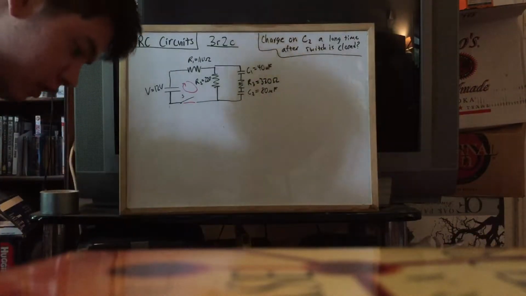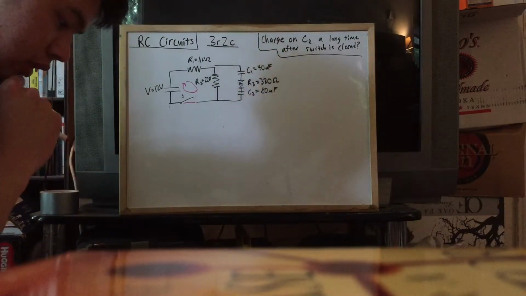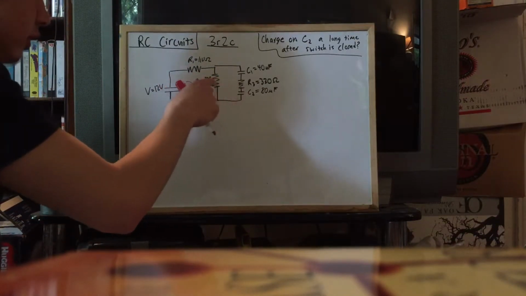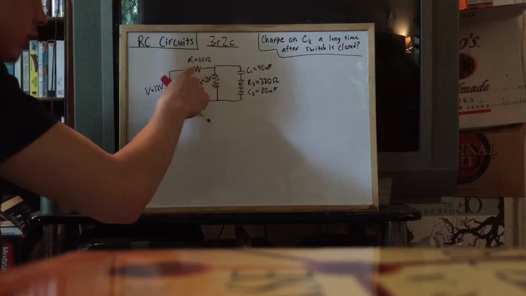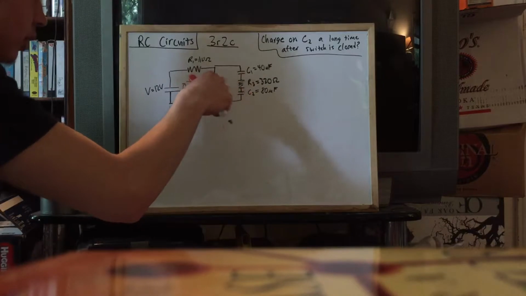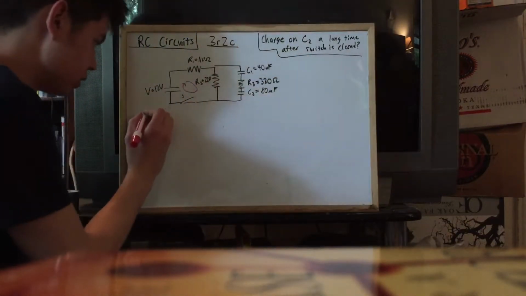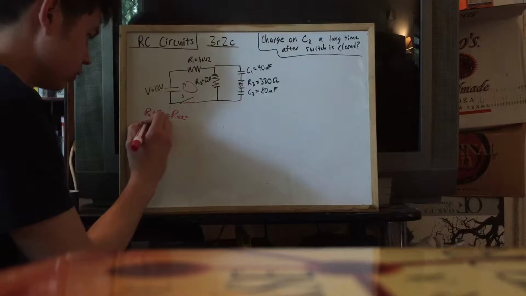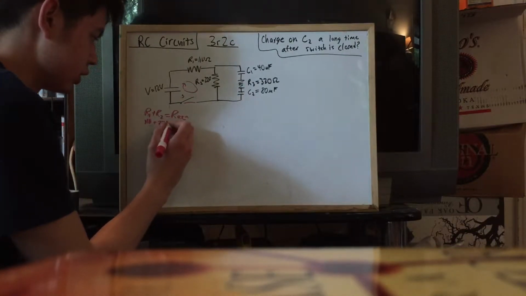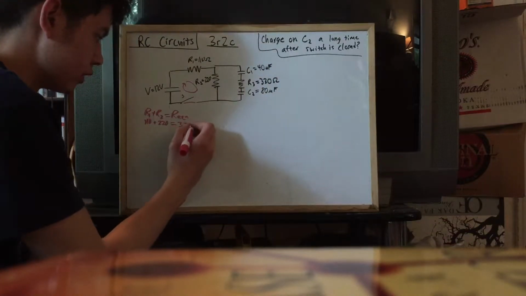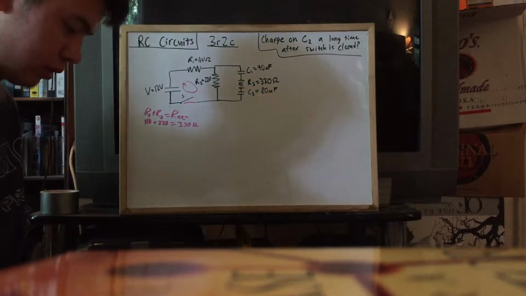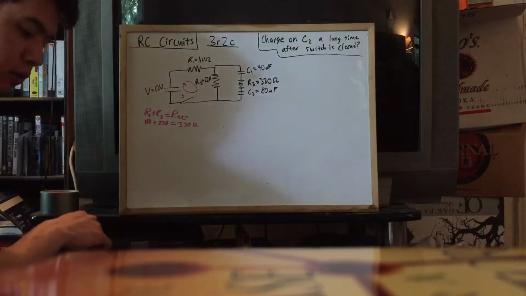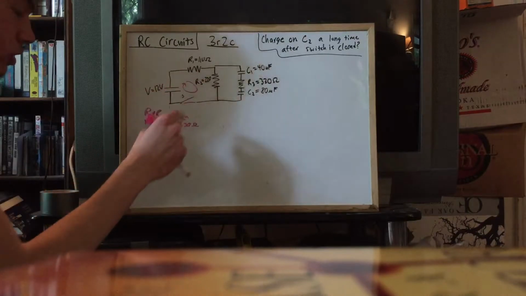To start this off, after time infinity we know that nothing's going through here, so we'll just think about these two. Since these two resistors are in series now, we can just add them together. R1 plus R2 equals 110 plus 220, which is 330 ohms. Now we know that's the equivalent resistance for this whole circuit, so we can find the current going through it.